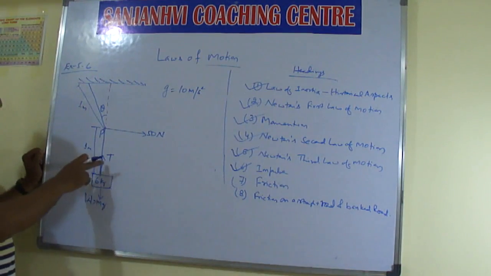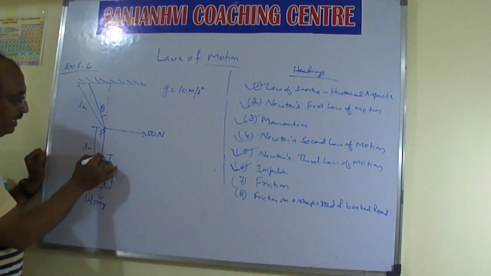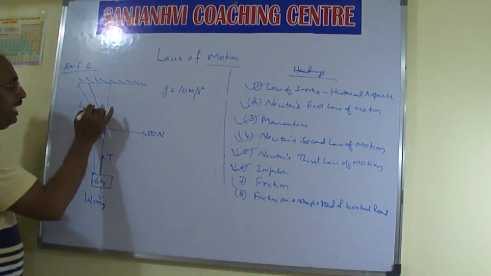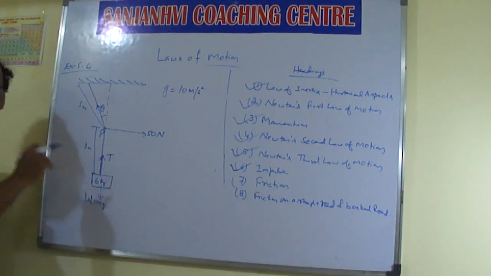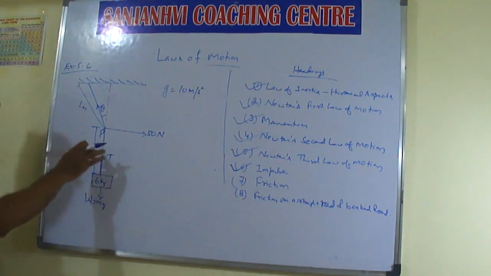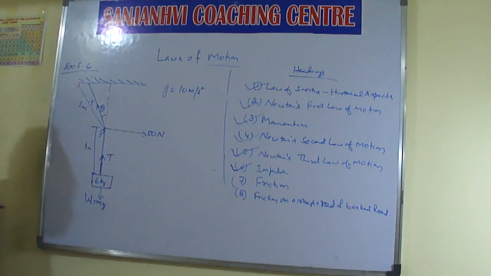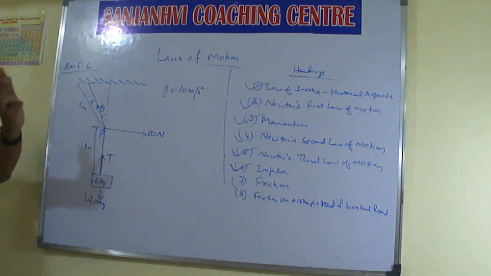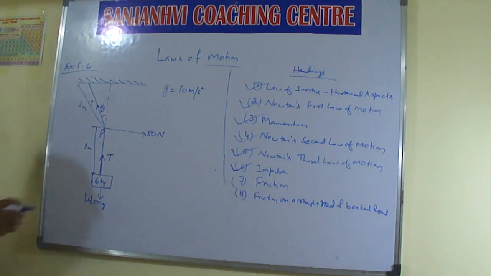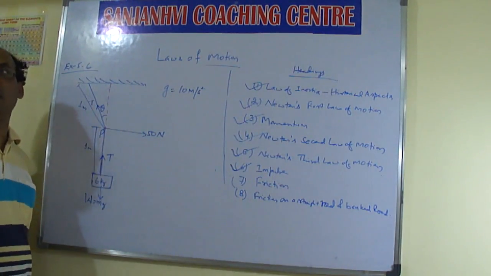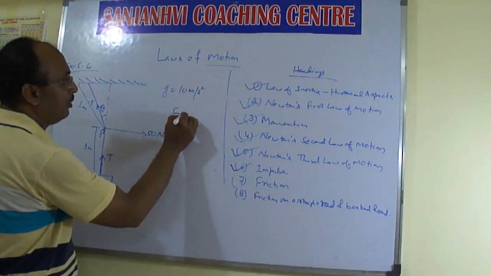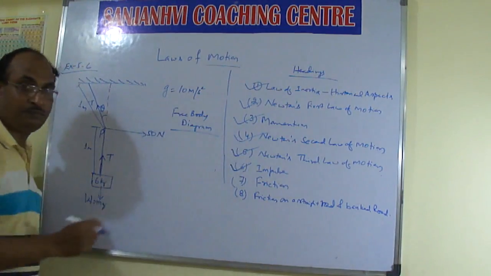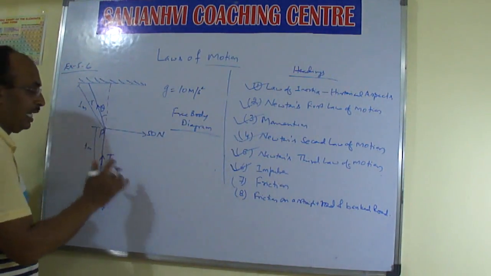Now this T is working here. Similarly, if a force of 50 Newton is applied here, again this T will be acting in this direction. Correct or not? So if you need to draw a diagram, what is it called? A free body diagram. After this, we need to draw a free body diagram.